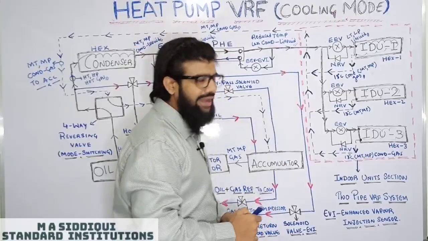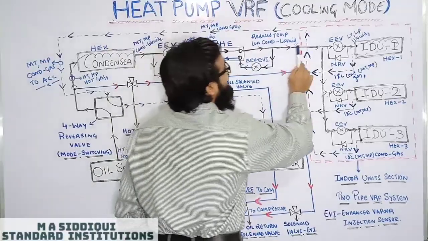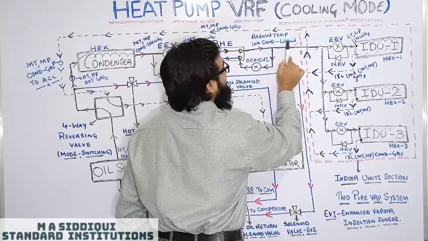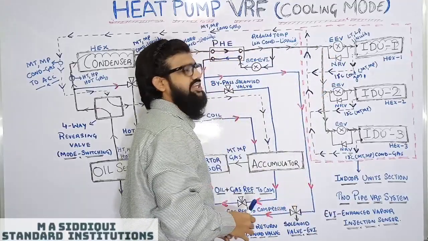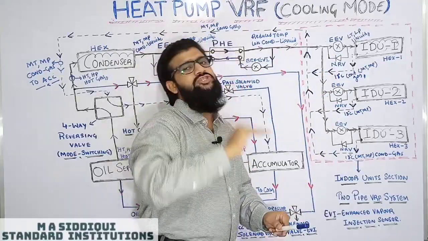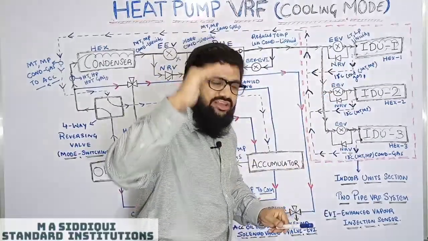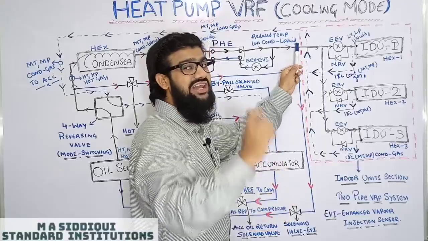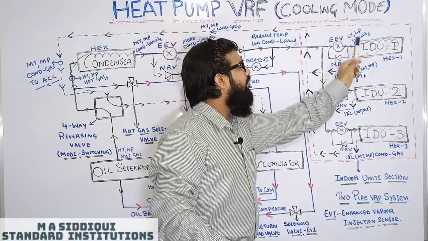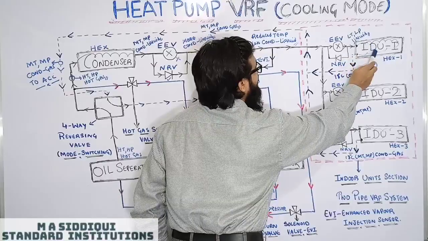This refrigerant piping will be given to your EEV. This refrigerant, which is in a less condensed liquid state, will be given to the electronic expansion valve. This electronic expansion valve will further reduce the pressure of the refrigerant entering it. As the temperature is reduced even more, this less condensed liquid will totally convert into pure liquid. Low temperature, low pressure liquid. This low temperature, low pressure liquid will be given to the IDU.